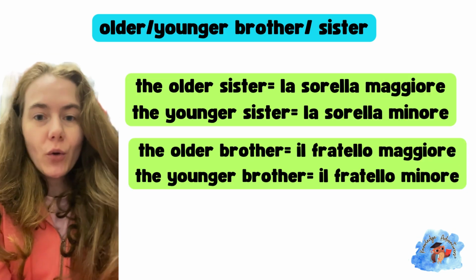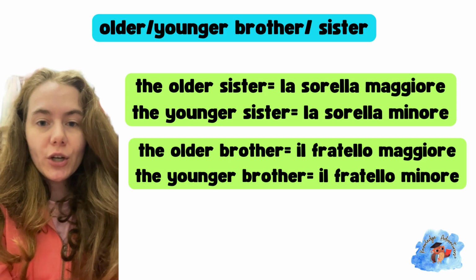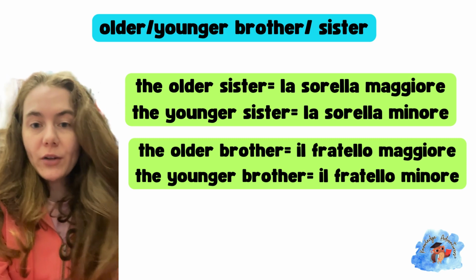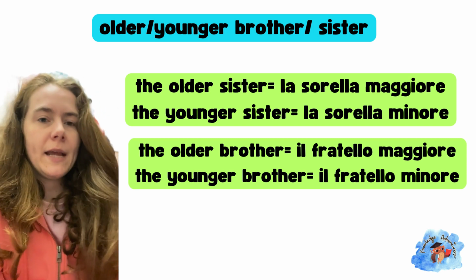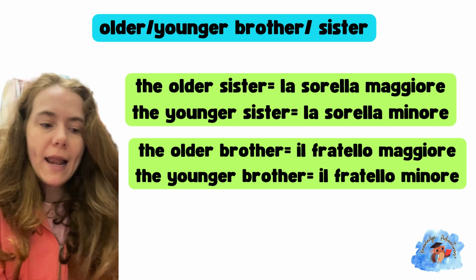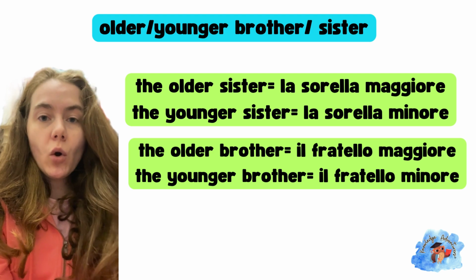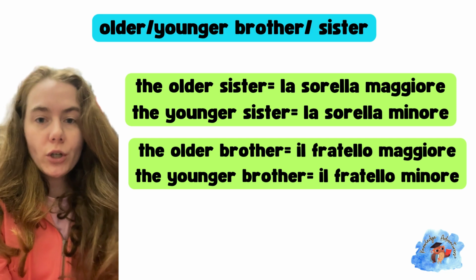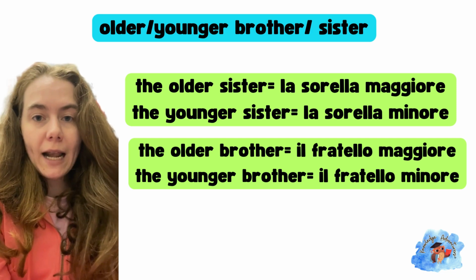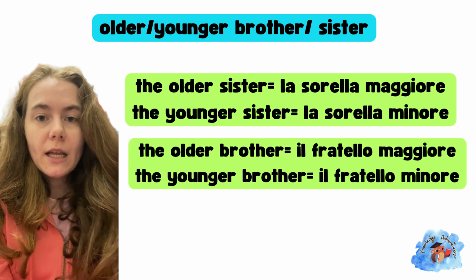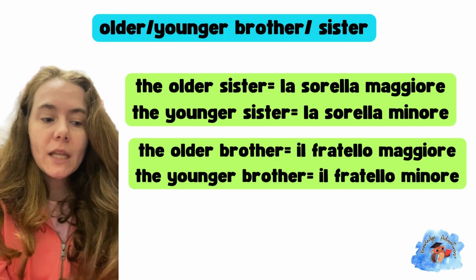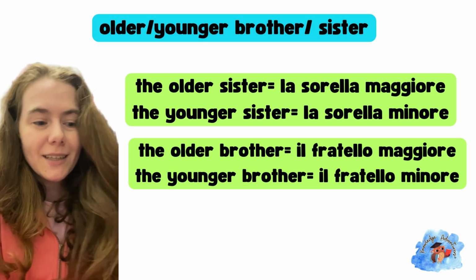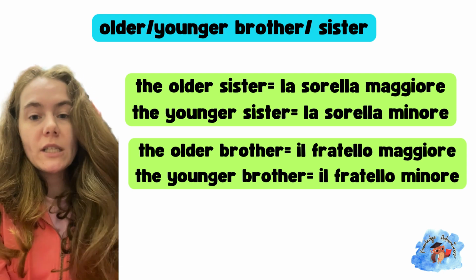Think back to the section where we had the younger child, the older child, guy and girl version. Now we're going to do that for brothers and sisters. So if I want to say sister, just remember it's sorella. And then to say older, it's like you're saying major, which is maggiore. So if I want to say the older sister, this is going to be la sorella maggiore. La sorella maggiore. Then to say the younger sister, I say the sister, la sorella, and I add in the word minor, which is minore.